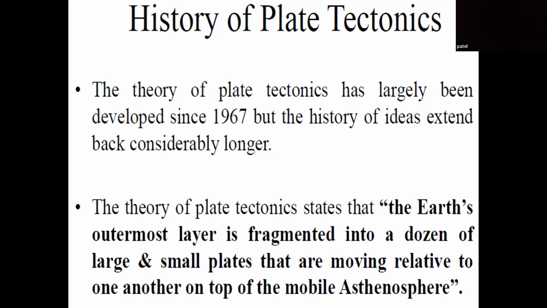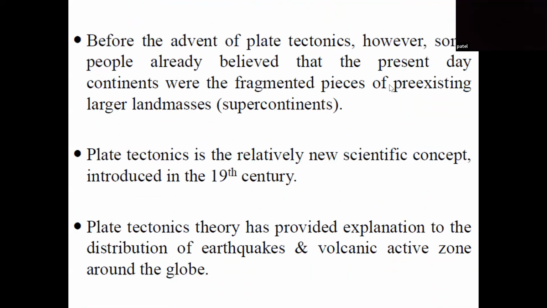So this plate tectonic theory mainly says that our outer layer, which is called lithosphere, is fragmented into a number of plates, and these plates are moving relative to each other on the top of another layer that is mobile in nature, and that is known as the asthenosphere. So this idea was already known since long back, actually.